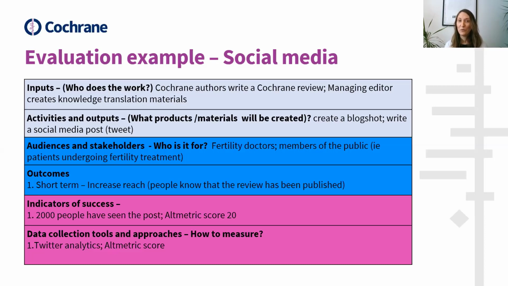As an outcome, which is the change we want to achieve, we can also call it a goal. Let's start with the short term and maybe self-evident, or let's say maybe this year. Let's say we want to increase the reach of our review. We want more people to know that the review has been published. And how do we know if we have succeeded? What's the indicator of success? And here we said, well, 2,000 people have seen the post and we have received an Altmetric score of 20. If you don't know what some of these words mean, don't worry, I will explain in the next slides what Altmetric score is. But let's start with the post views, 2,000 people have seen the post.